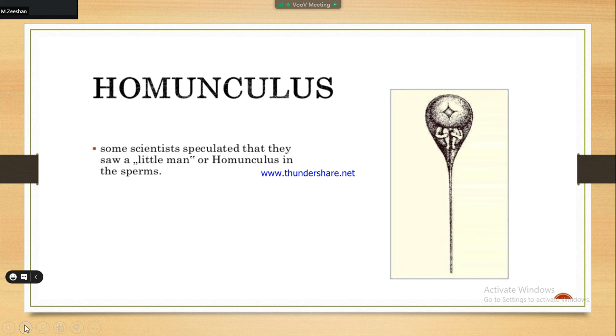The same scientist speculated that he saw a little man, homunculus, in the sperm like this one. He said that this is the face, the hands and the legs. This whole structure is of the sperm, in which this is the picture of the human. Head, hands and legs.